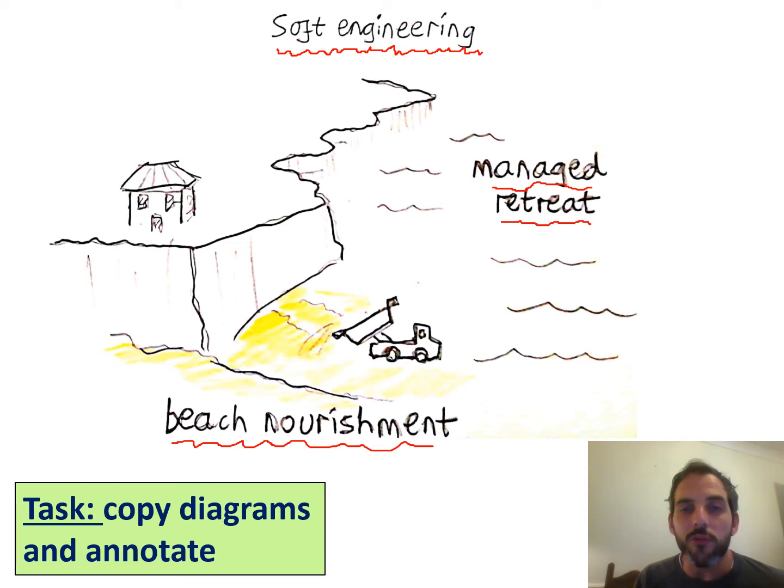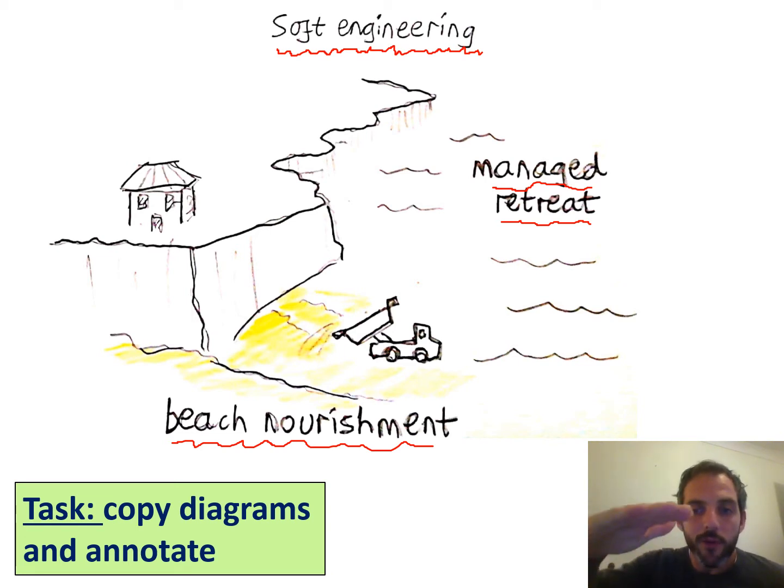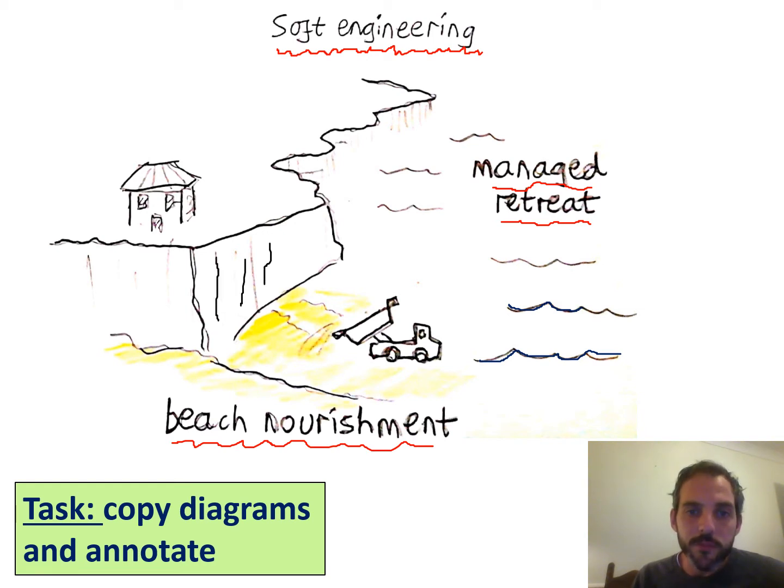Now, beach nourishment is really straightforward. It essentially involves dumping lots of sand onto the beach and building it up over time, making it taller and deeper and wider. And so what this means is that waves break earlier and they break further out, therefore protecting the cliffs at the back of the beach.